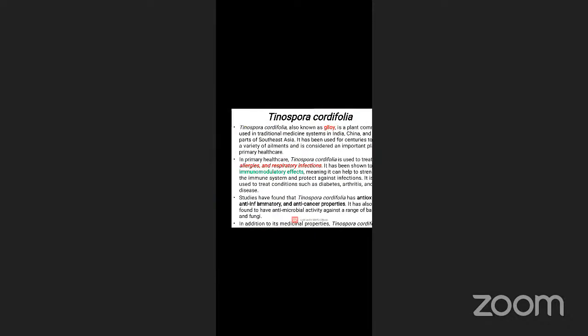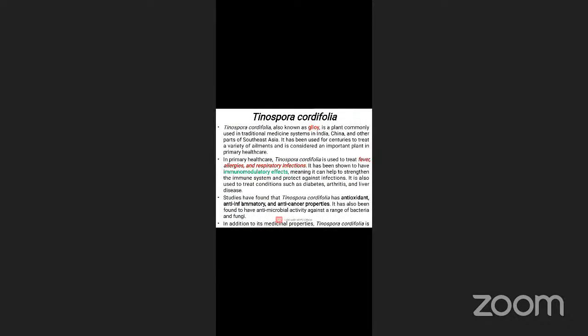So, in your syllabus, there are six medicinal plants listed. Out of which, the first one is Tinospora cordifolia, known as Giloy in Hindi. Tinospora cordifolia, also known as Giloy, is a plant commonly used in traditional medicine systems in India, China, and other parts of Southeast Asia.